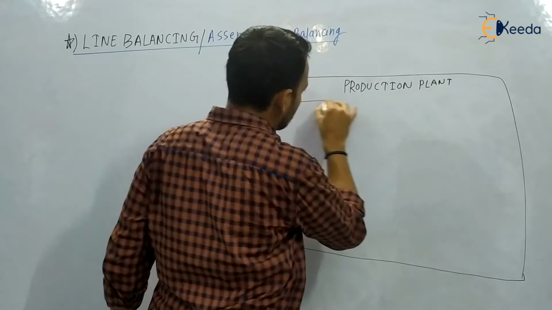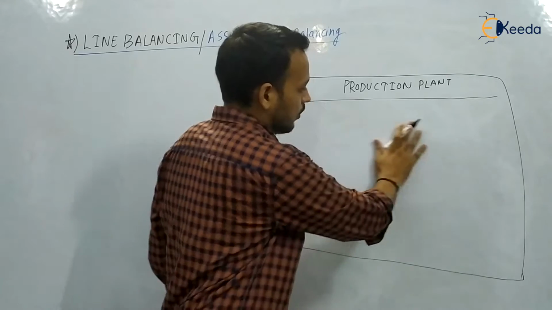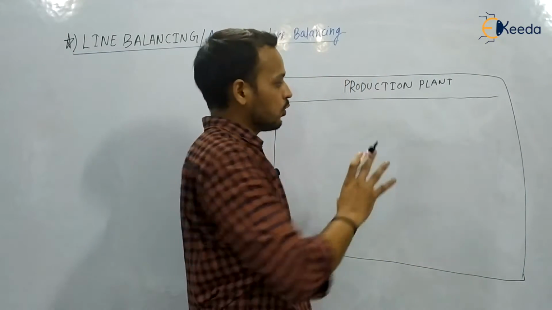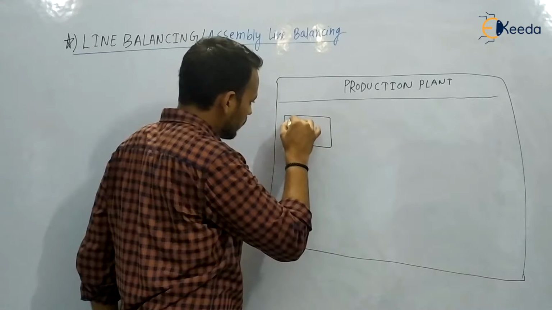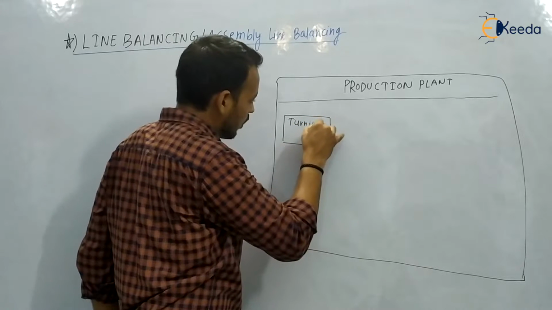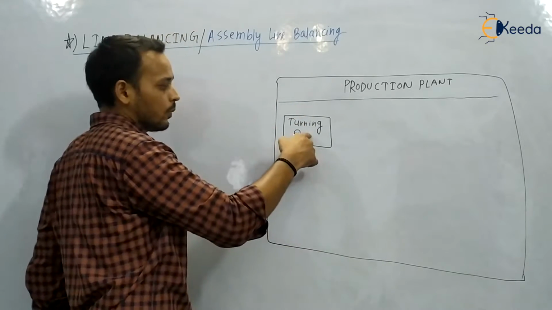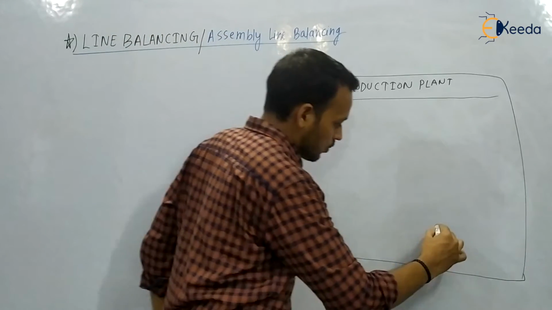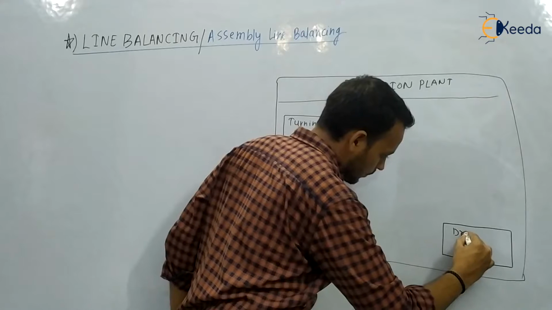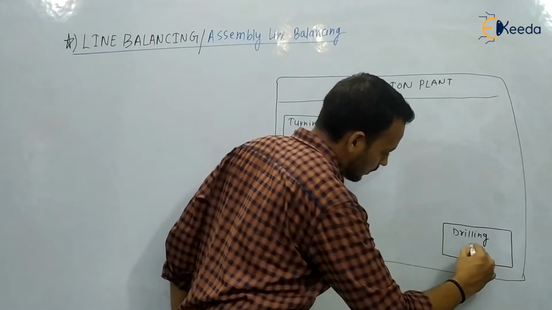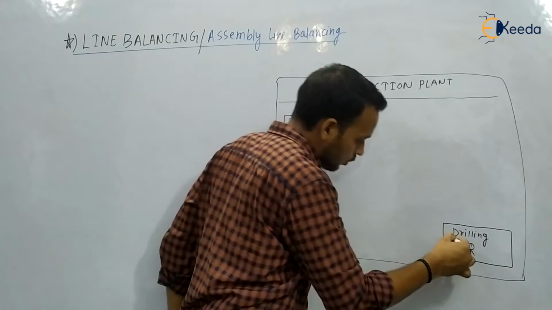This is my production plant, and in this production plant the different work facilities are going to be performed. Suppose we are going to perform the turning operation at this place. For the turning operation the operator has to come to this place. Suppose you want to perform the drilling operation, then for the drilling facilities this operator has to move from this point to this point.